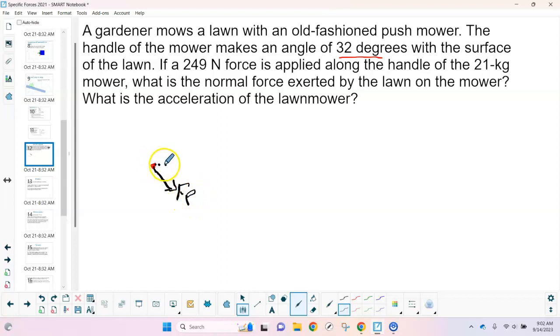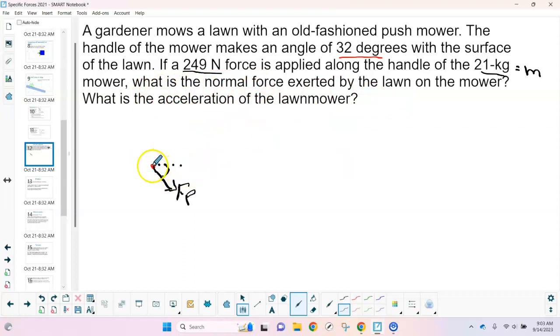So I'll draw a horizontal line here just to make sure that you can imagine, okay, it's going at some angle with the surface below, kind of you're pushing along the handle. It says if the 249 Newton force is applied along that handle of the 21 kilogram mower. So 249 newtons, that's how much we're pushing, that's FP. 21 kilograms, that's the mass. So I'm going to write M for that. That is not a force. Remember, mass is not a force. It's related to gravity. So we're going to use it to calculate the force of gravity, but it's not the force of gravity. It says what's the normal force exerted on the mower, and then what's the acceleration.